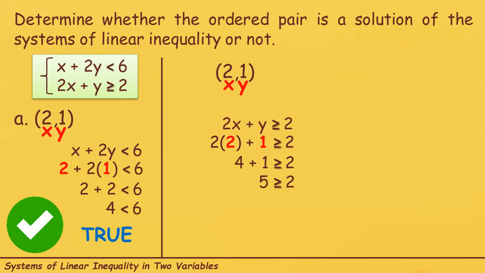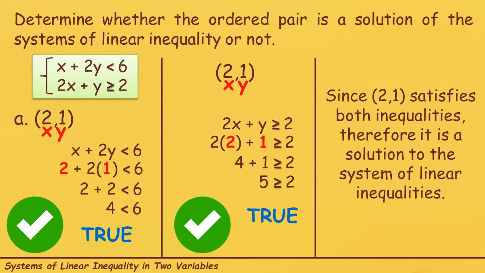Okay, ito na yung pinakahuli dito. So, we will find out kung ito ba is a true or false statement. 5 is greater than or equal to 2. Is it a true or false? Okay, this is true. Okay, so since 2, 1 satisfies both inequalities, therefore it is a solution to the system of linear inequality. Okay, ibig sabihin yan, kung mag-satisfy yung ating given ordered pair sa dalawang linear inequalities, therefore it is a solution. Pero kung isa sa kanila ay hindi mag-satisfy, ang isa sa kanila ay mag-false statement, ibig sabihin nun, the given ordered pair is not a solution.